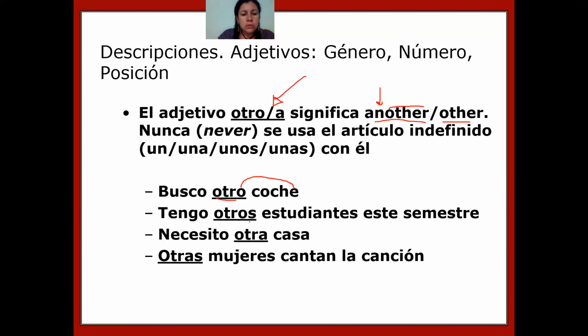Tengo otros estudiantes, masculine plural because estudiantes is masculine plural. But do not include un or una here, the article, because that's the filter of English forcing you to produce a structure that does not exist in Spanish. Otras mujeres cantan la canción, ¿sí? Otras mujeres. There is no unas, otras mujeres. Another, no. Don't think about that. Because an is the article that needs to be used in the word another, but it doesn't happen in Spanish.